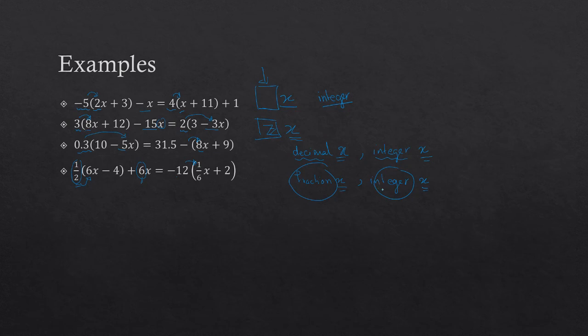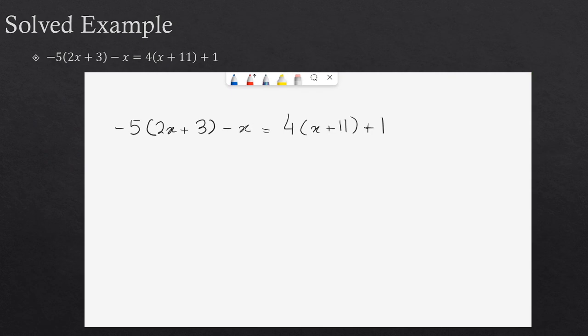Okay, so let's solve one of these examples, which is the first one, and then you will do the rest as homework. Don't worry, it's the same steps, and you can do it easily. So let's solve this example. We have minus 5 multiplied by the bracket 2x plus 3, minus x, equal to 4 multiplied by the bracket x plus 11, plus 1.